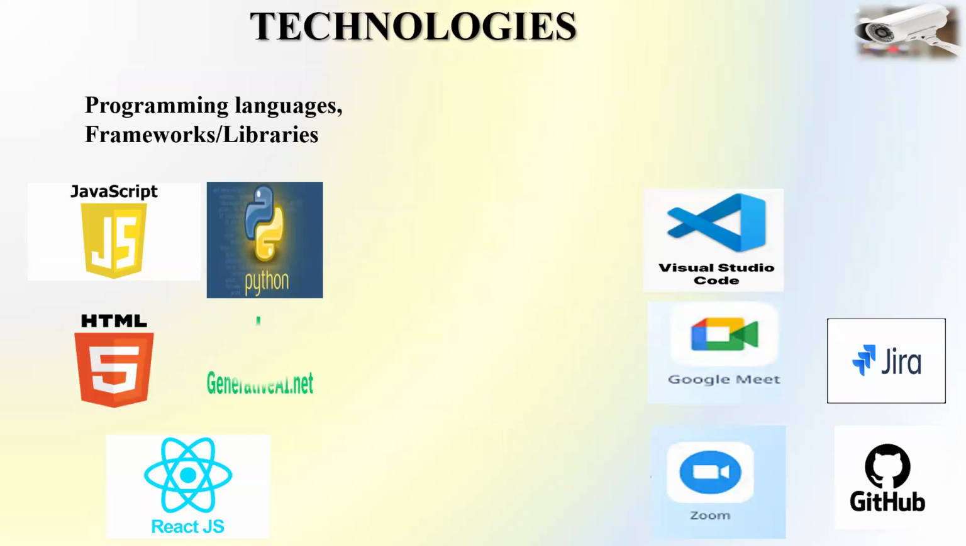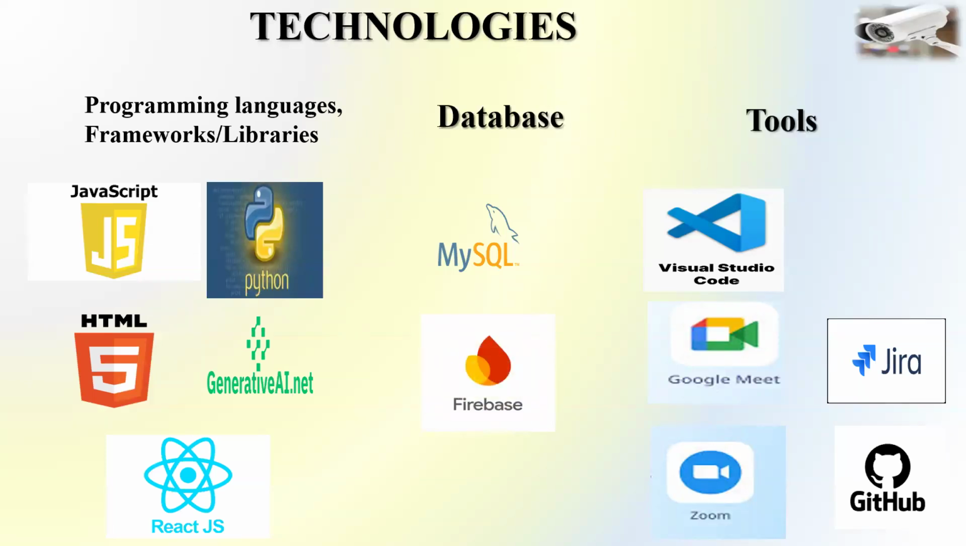Next, here are some technologies that we have used, like programming languages. We have used JavaScript, Python, HTML, generative AI, React.js. And for the database, we have used MySQL and Firebase. And the tools which we have used for communication and so on are Google Meet, Zoom, Visual Studio Code, OpenCV, Jira, and GitHub.